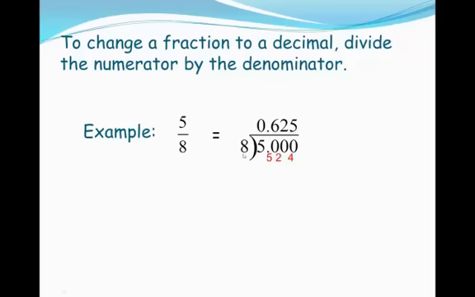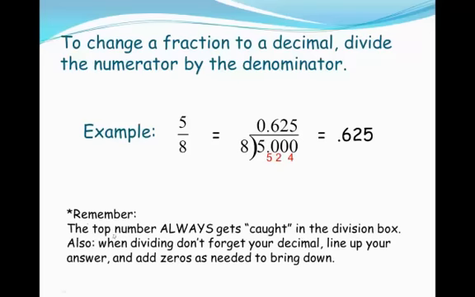Now a simple way to remember this is if it's a fraction, which is a smaller number over a larger number, you're going to make sure that your decimal is less than 1. So if you come up with a number that's greater than 1, you've probably put your numbers in the wrong way, your dividend and your divisor. So always remember, the top number always goes inside the division box. And also when dividing, don't forget to line up your decimals in your answer and add zeros as needed.